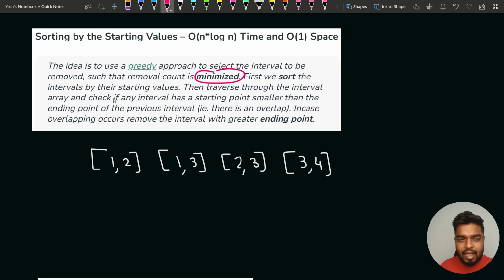Then you can traverse the array and check if any interval has a starting point smaller than the ending point of the previous interval. That is, there is an overlap. In case there is an overlap, then remove the interval with the greater endpoint. Now this is also important.